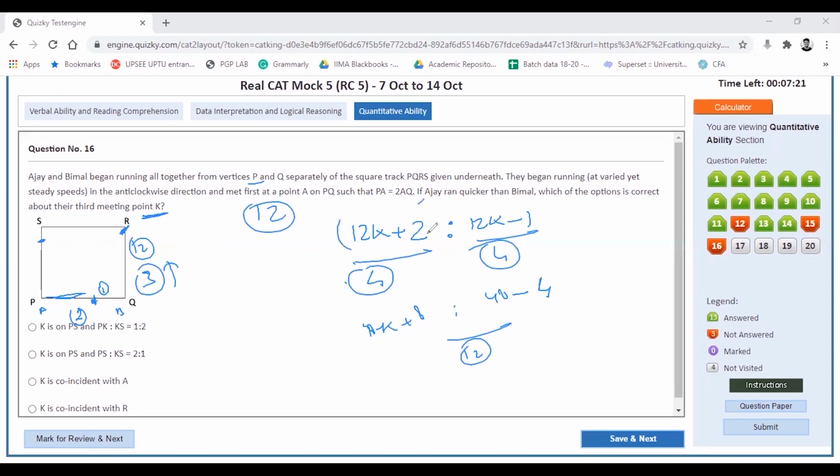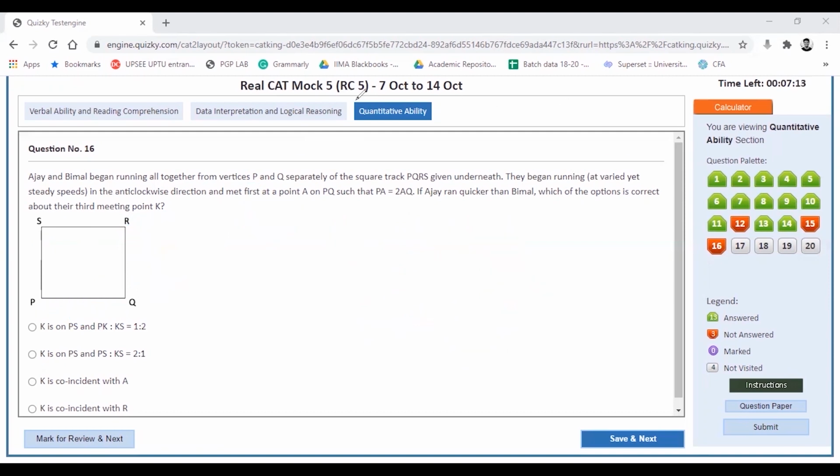Ratio of speed is this what I have got here. I think it's taking a bit of time. Let me come back to it. Let me clear my working again.